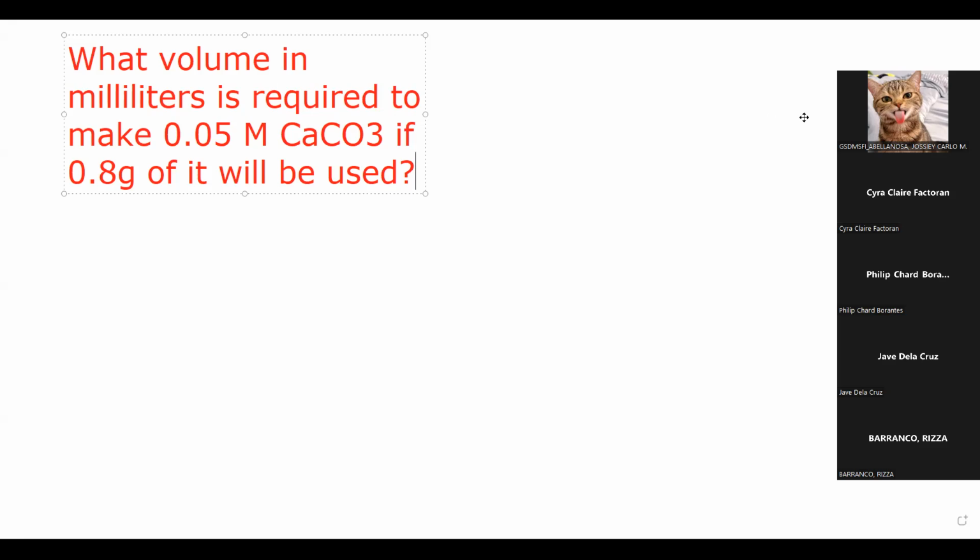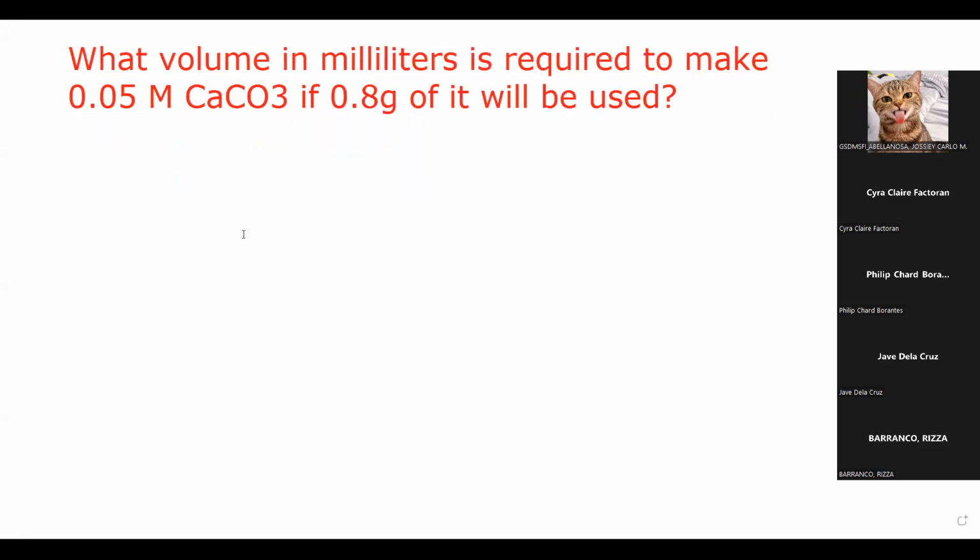Example, ganito. What volume in milliliters is required to make 0.05 molar calcium carbonate if 0.8 grams of it will be used during the preparation? Sige daw. If, kayo muna. Ano yung question? Bagangan na tatong sample problem. Kayo muna and then let's check.